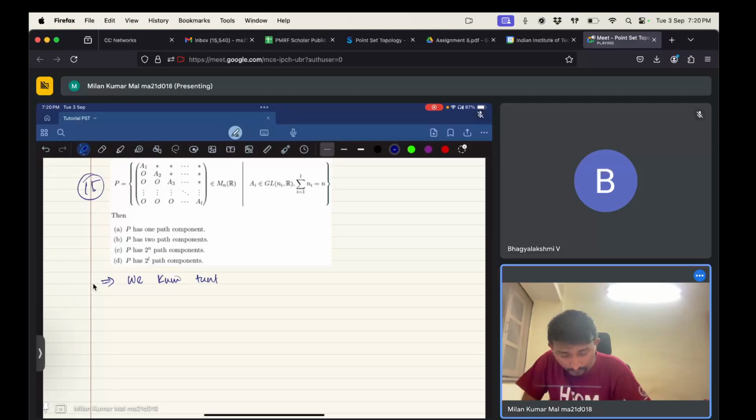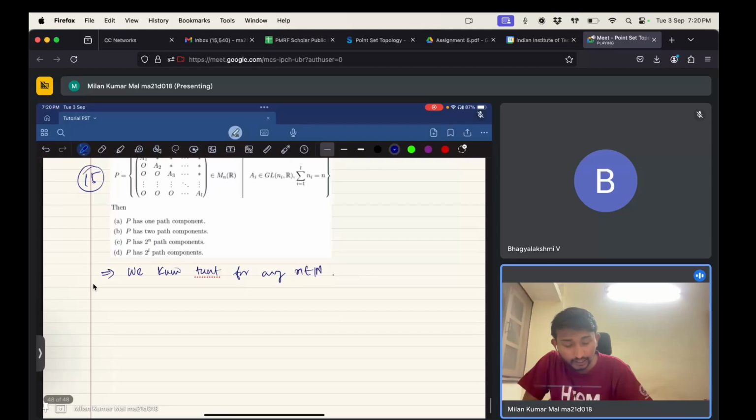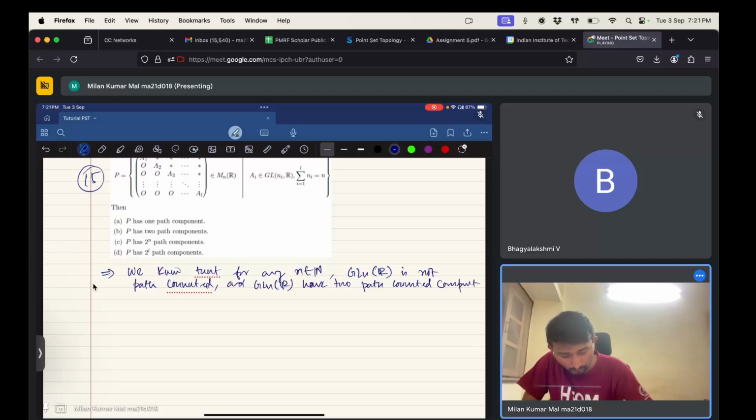Now we know that for any positive integer, any natural number n, GL_n(R) is not path connected, right? That is already proved. And GL_n(R) has two path connected components, GL_n(R)+ and GL_n(R)-.